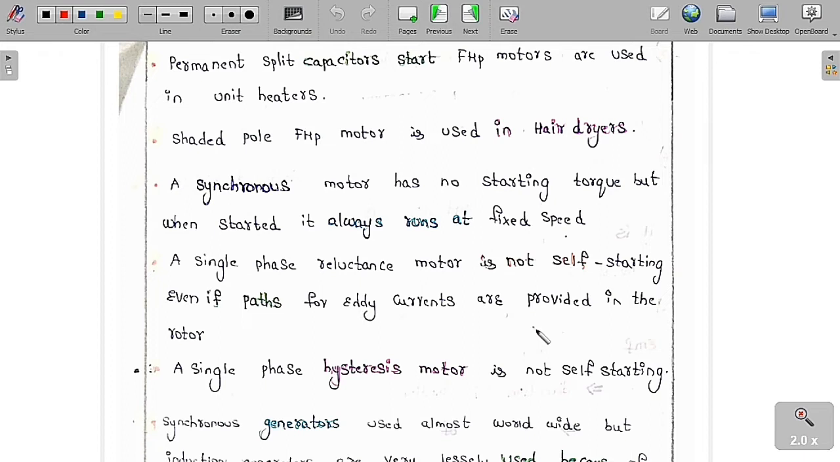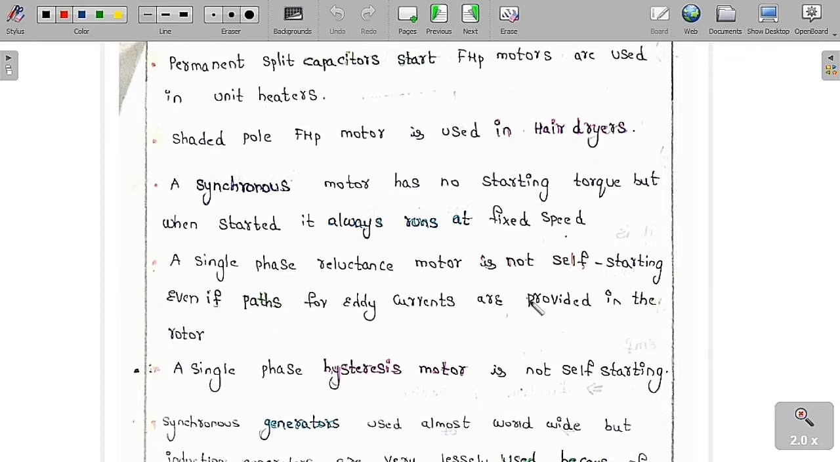A three-phase synchronous motor and also a single-phase synchronous motor, both have no starting torque. We can say these are not self-starting motors. Whereas a three-phase induction motor is self-starting, a single-phase induction motor is non-self-starting. In the case of synchronous motors, both the three-phase and the single-phase synchronous motor are non-self-starting motors.